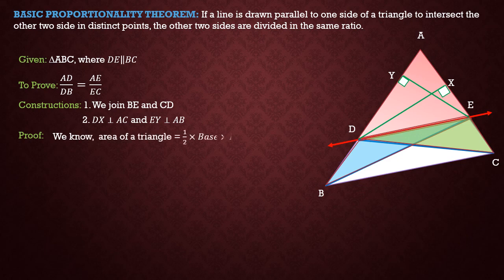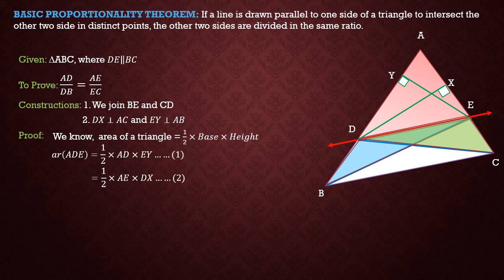We know that the area of a triangle is equal to half into base into height. Hence the area of triangle ADE we can write as half into AD into EY, where AD is the base. Notice AD is the first segment of the ratio that we need to prove, AD by DB equal to AE by EC. And this time we shall take AE as the base. When AE is the base, then DX will be our height. So these are the two equations that we get.